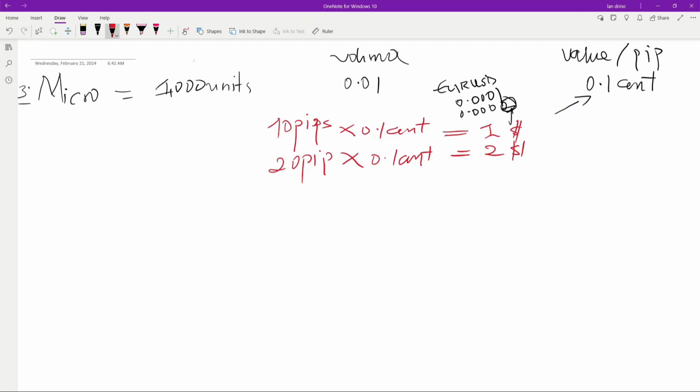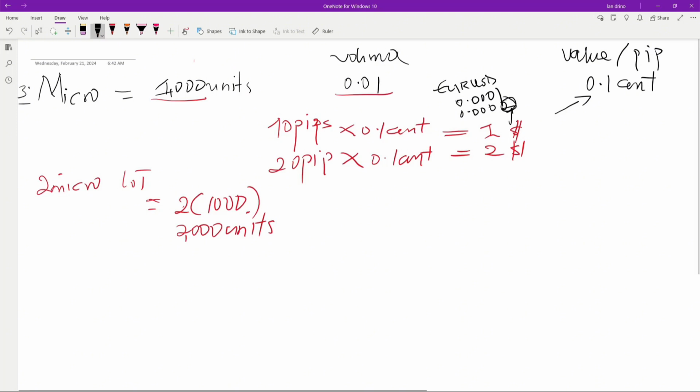Now, let us say you are trading 2 micros. You are going to hear someone say, I'm trading 2 micro lots. What is 2 micro lot? If 1 micro lot is 1,000 units of currency, what is 2 micros? 2 times 1,000. This is simple. So you are going to be controlling 2,000 units of base currency. What's going to be your trade volume? If your trade volume for 1 micro is 0.01, then your trade volume for 2 micros is going to be 0.02. Simple, right? You multiply 1 by 2.